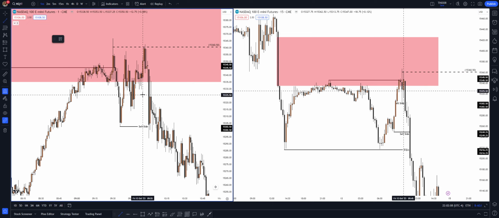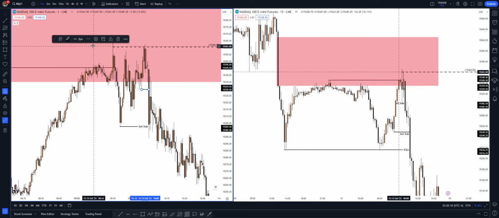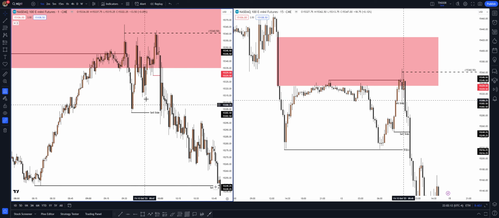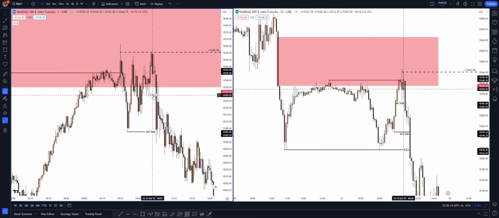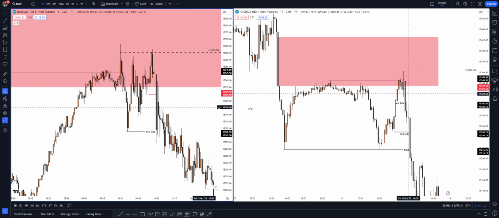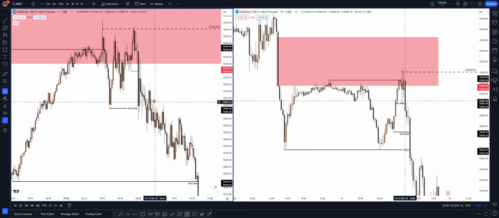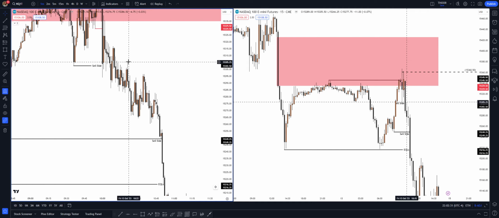So high set, like a structure shift. Once that happens, you enter on the first fair value gap and target these lows. That's the model. So we don't have a fair value gap here. There is a fair value gap on the 30-second chart, but since I'm not showing it on TradingView, I'm just going to skip it and assume there is no fair value gap there.